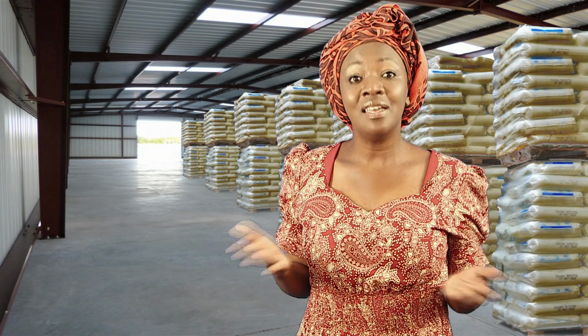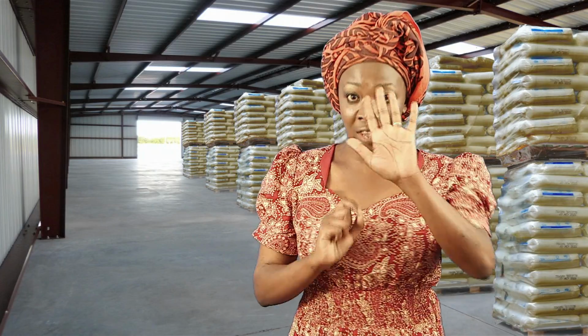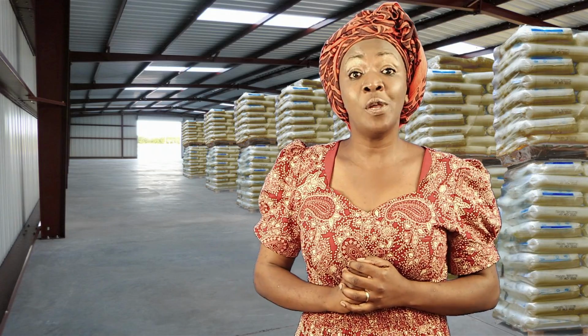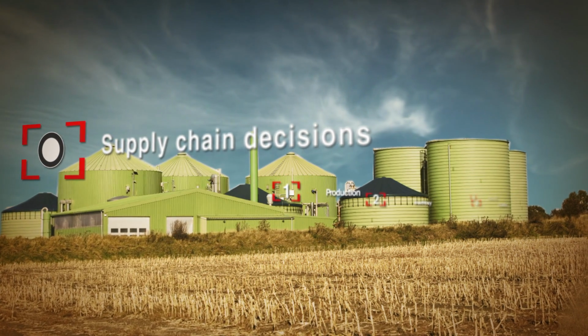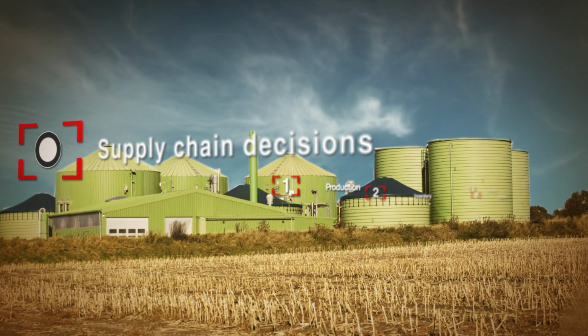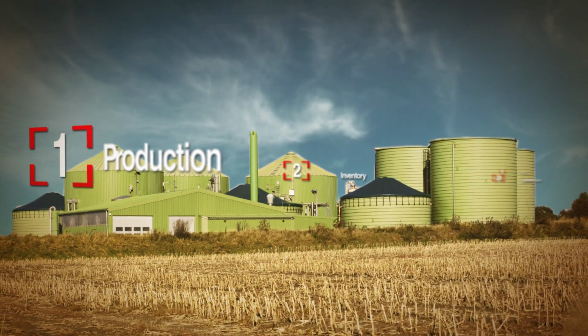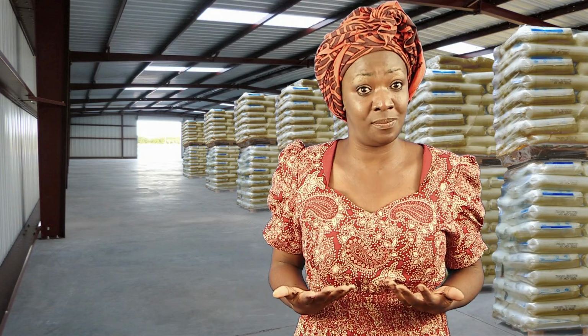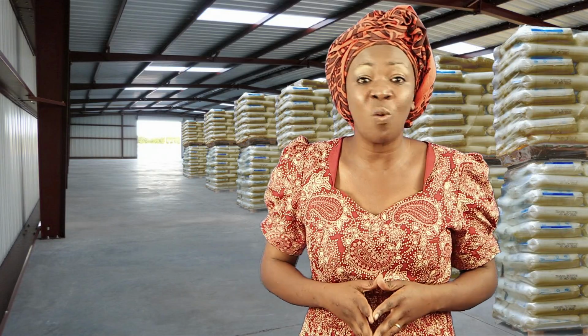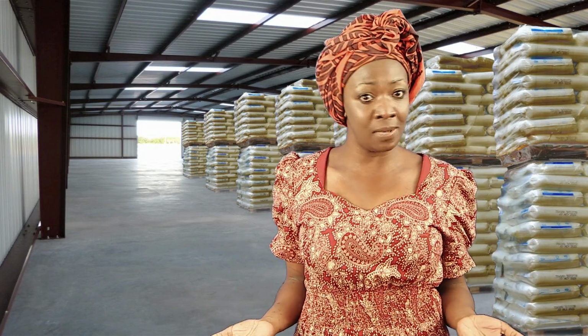In any supply chain, decisions are made individually and collectively regarding the following 5 areas. We will begin with production decisions. As a farmer, you must decide what products the market wants and how much of which products should be produced. For example, as a poultry farmer, you may discover that the market wants eggs and not necessarily chicken meat.